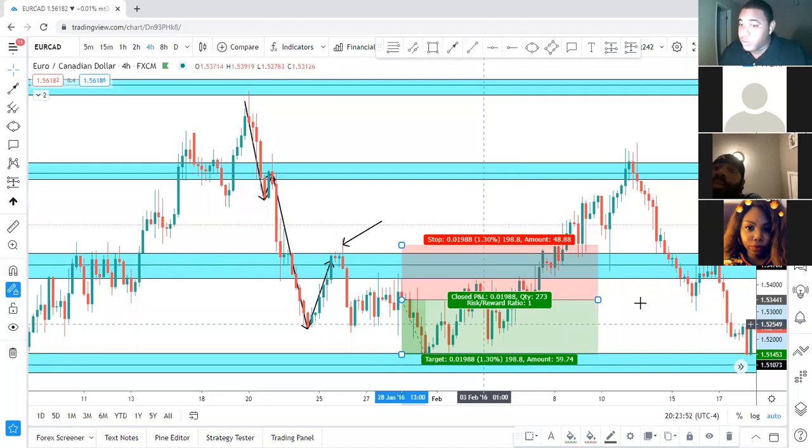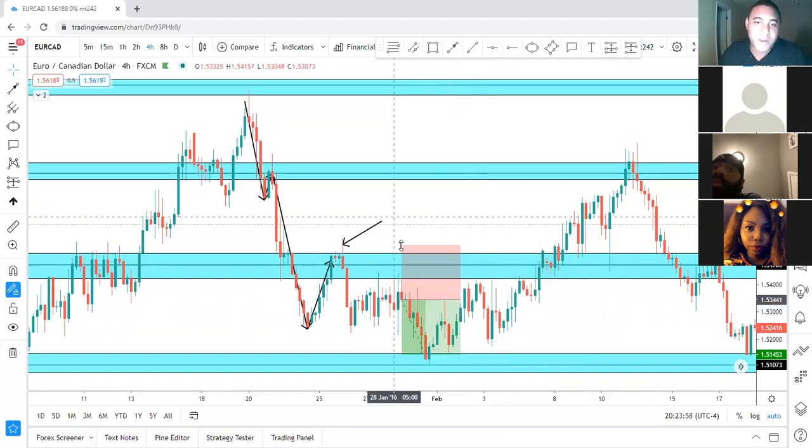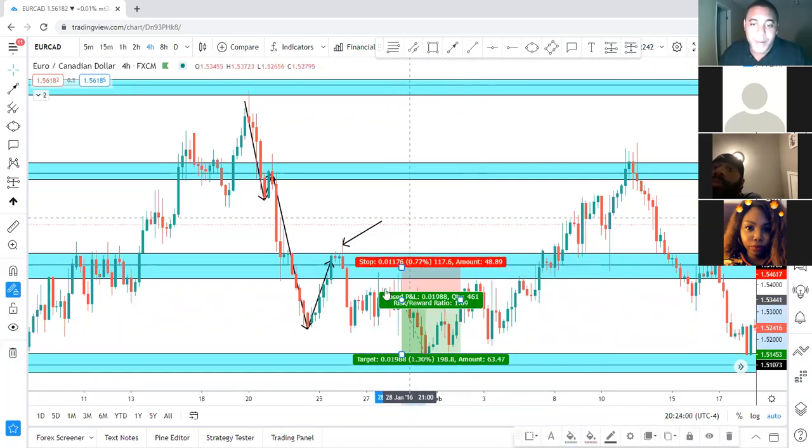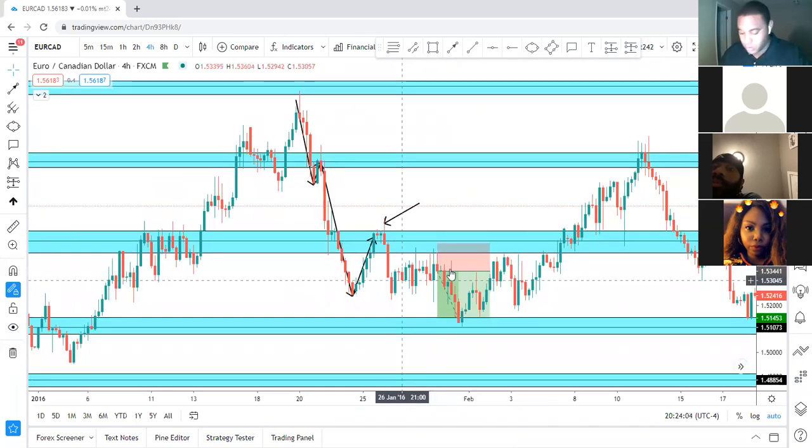Easy money, no stress involved. You guys can see that price is basically going straight to the next zone. It's not always going to be like that, but at the end of the day, that's 200 pips, and you can just continue to follow the story.